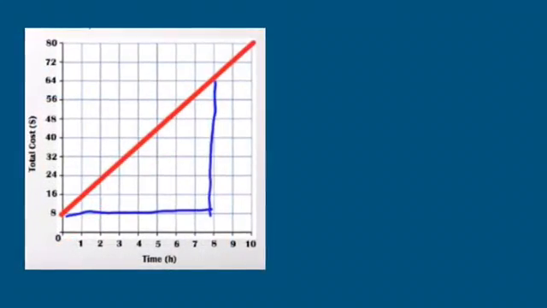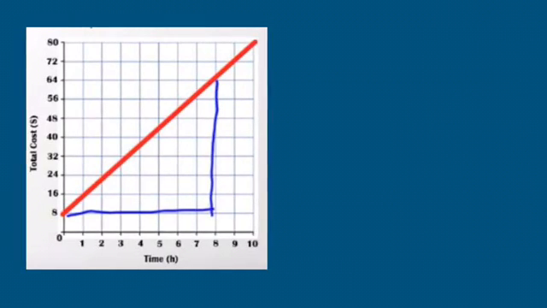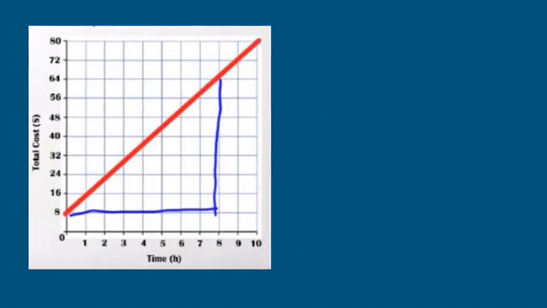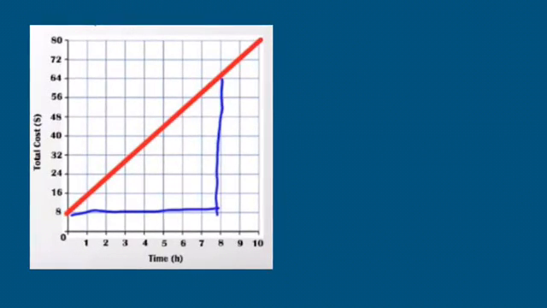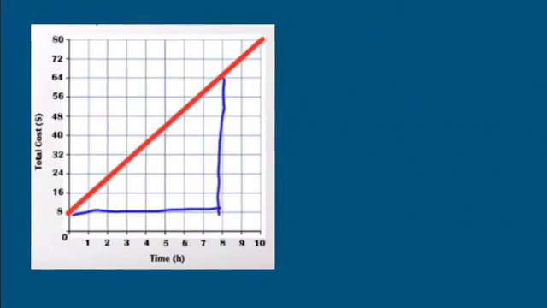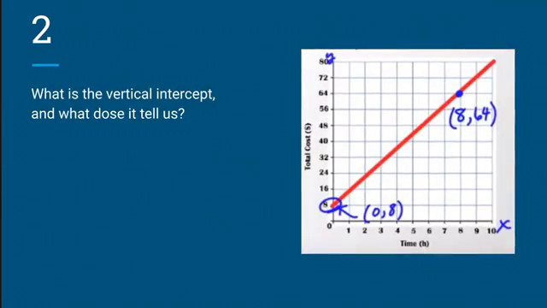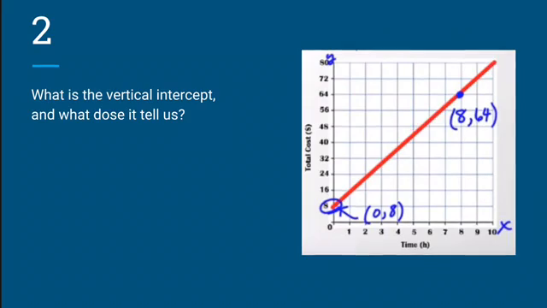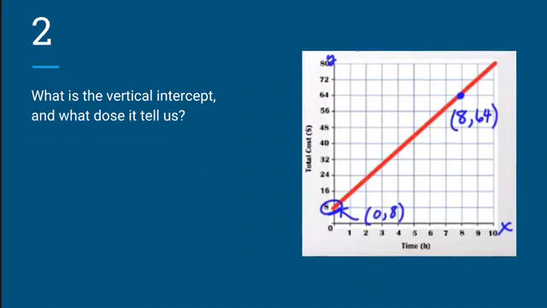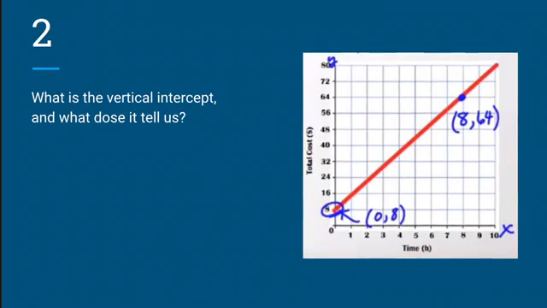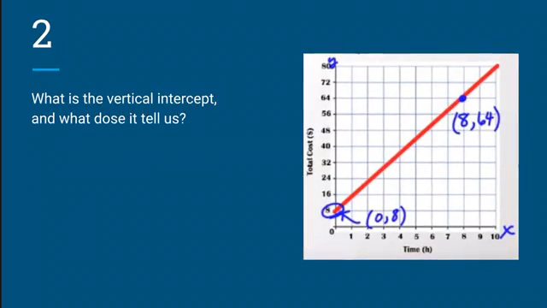Okay, you can see there is a constant rate and there's a slope. For every rise and run I could use these values, so it looks like yes, this is a linear relationship. What is the vertical intercept and what does it tell us? The vertical intercept is right here. It's at $8. But what does the $8 tell us?